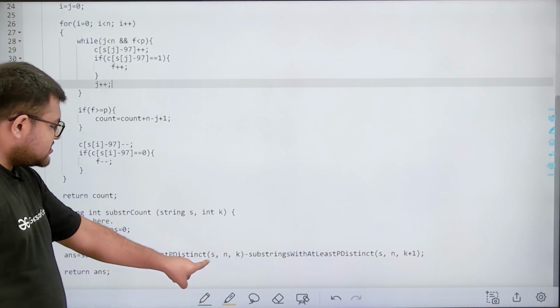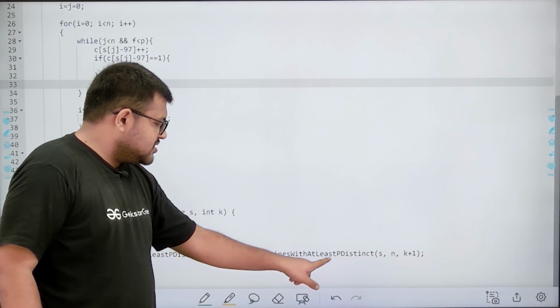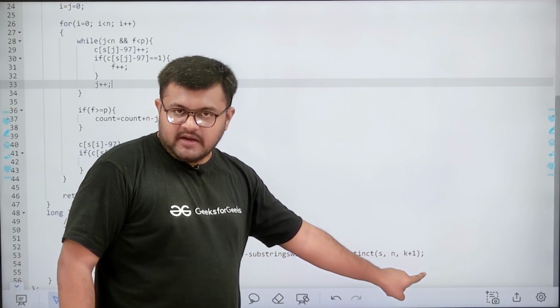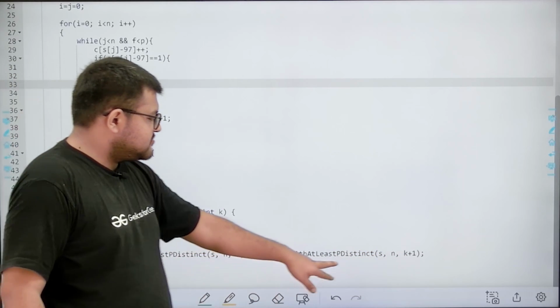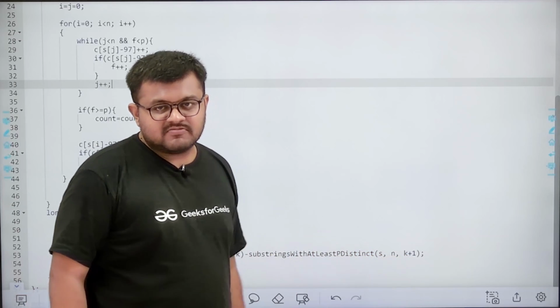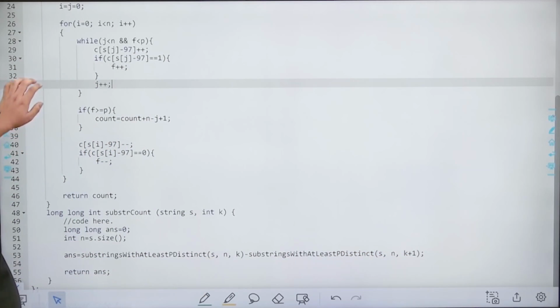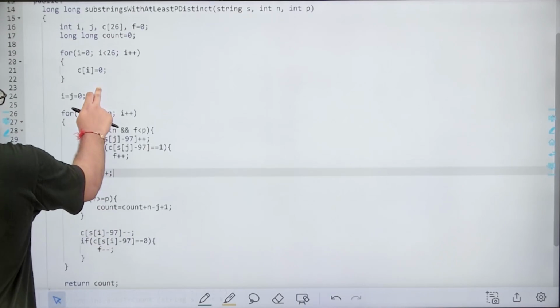Okay, and I have passed the string, the length of the string, and k in it, minus the number of substrings with at least p distinct characters, and I have passed the string and then k plus 1. So this will count the number of substrings with at least k distinct characters, and this will count the number of substrings with at least k plus 1 distinct characters, and we subtract it and we get our answer and we'll return it.